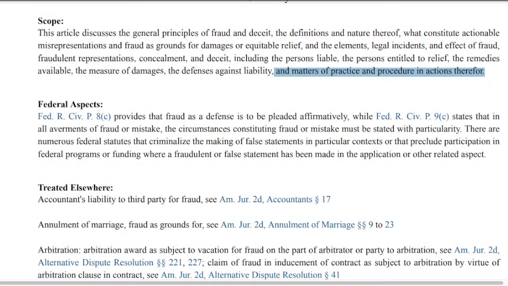So, we'll go over the federal aspects. The federal rules provide that fraud as a defense is to be pleaded affirmatively, while this federal rule of civil procedure states that in all averments of fraud or mistake, the circumstances constituting fraud or mistake must be stated with particularity. There are numerous federal statutes that criminalize the making of false statements in particular contexts, or that preclude participation in federal programs or funding where a fraudulent or false claim has been made in the application or other related aspect. So that's some federal aspects of this.